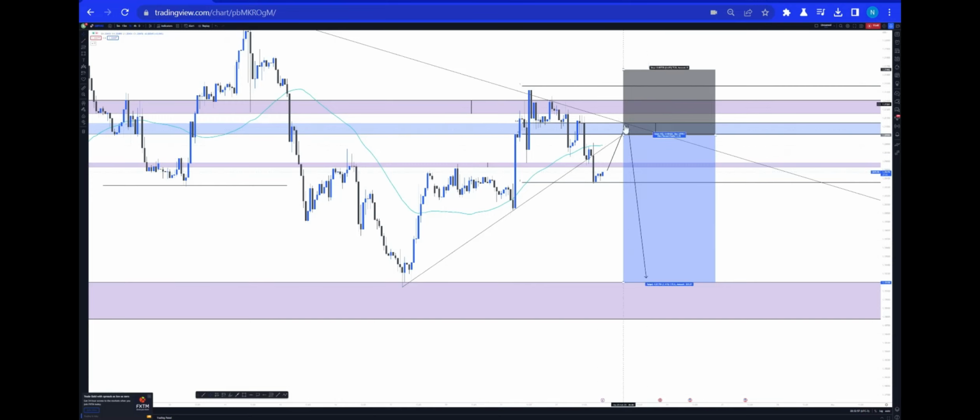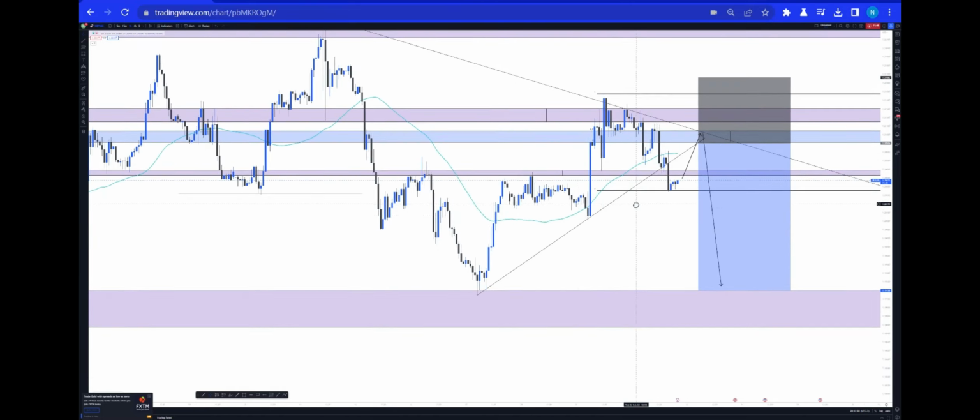We're expecting the market to do what? Retest all the way until the zone. Once we get a retest, what are we doing? We are selling once we get a retest. Because what are we having?